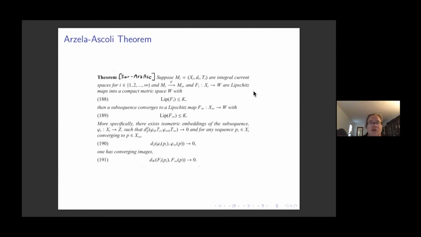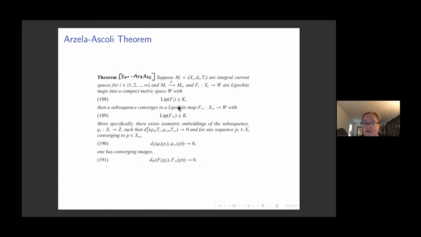Then there's an Arzelà-Ascoli theorem, which is perhaps the main theorem from that paper, and I didn't tell you this one before. So suppose the Mi's are integral current spaces, and Mi flat converges to M infinity, and Fi from Xi to W are Lipschitz maps into a compact metric space W, where they have a uniform bound on their Lipschitz constant. So these are the functions we're going to use. We're going to do an Arzelà-Ascoli too. So this is an Arzelà-Ascoli theorem. We have a uniform bound on their Lipschitz constants.